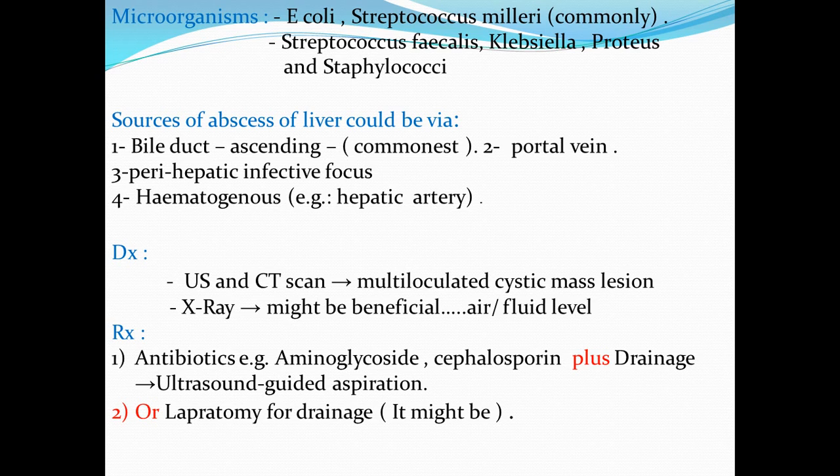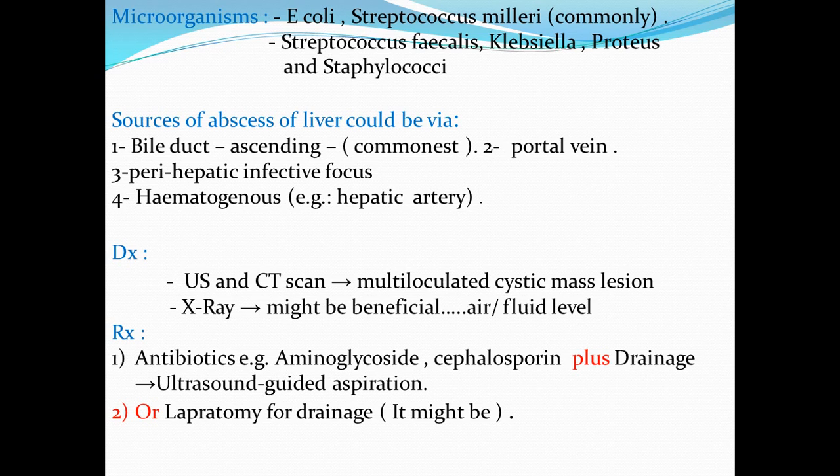Sources of abscess of liver could be via 1 bile duct, and this is called ascending, and it is commonest. Number 2, portal vein. 3, perihepatic infective focus. 4, hematogenous, example hepatic artery.